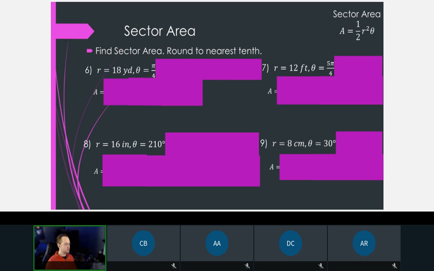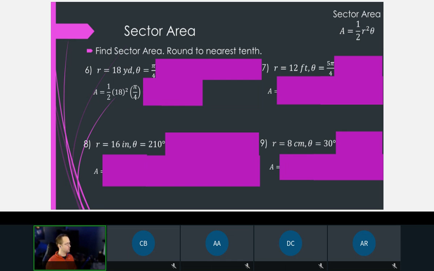Okay, on to sector area. So the formula for sector area is this right here, 1/2 times radius squared times theta. For this first problem, you're given the radius and the angle, and we have to find the area rounded to the nearest tenth. So we just plug this stuff in. We're going to have 1/2 times 18 squared, and then times pi over 4.